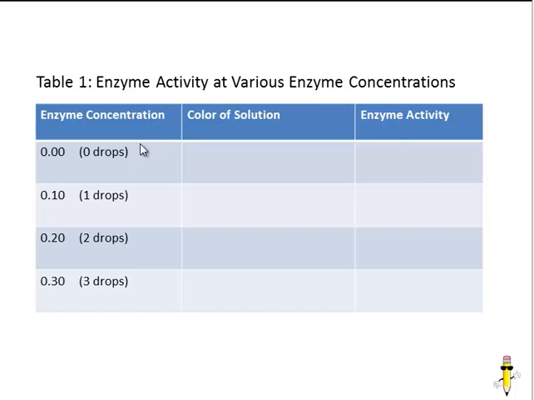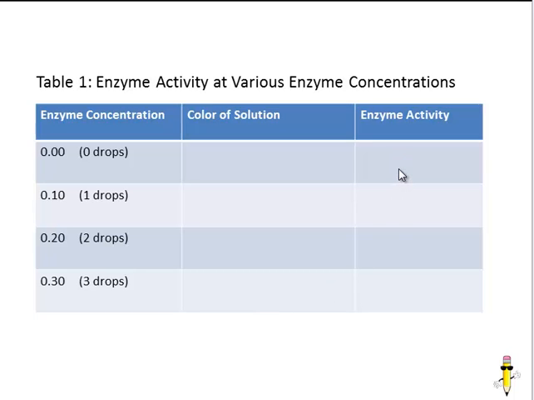So this data table will work for row A as you're testing enzyme concentration. Note, because the total amount of drops is 10 drops, we can convert this into a decimal to measure concentration. So 3 drops out of 10, 2 drops out of 10, 1 drop out of 10, and 0 drops out of 10. Here you'll put the color of the solution, and here you want to give a qualitative estimate of the enzyme activity.